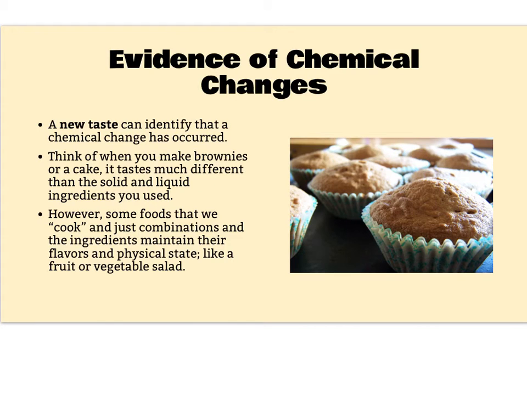My favorite evidence of a chemical change is a new yummy taste that can also identify that a chemical reaction has occurred. So think about when you're making brownies or cakes, or like we can see here, these muffins. It's going to taste a lot different than the solids and liquid that you combine to make your yummy treat. However, remember that some foods that we cook are just combinations, and their ingredients maintain their flavors and physical state, like a fruit or vegetable salad. Those are not chemical changes because all of the ingredients still taste the same, even though you've mixed them all together.